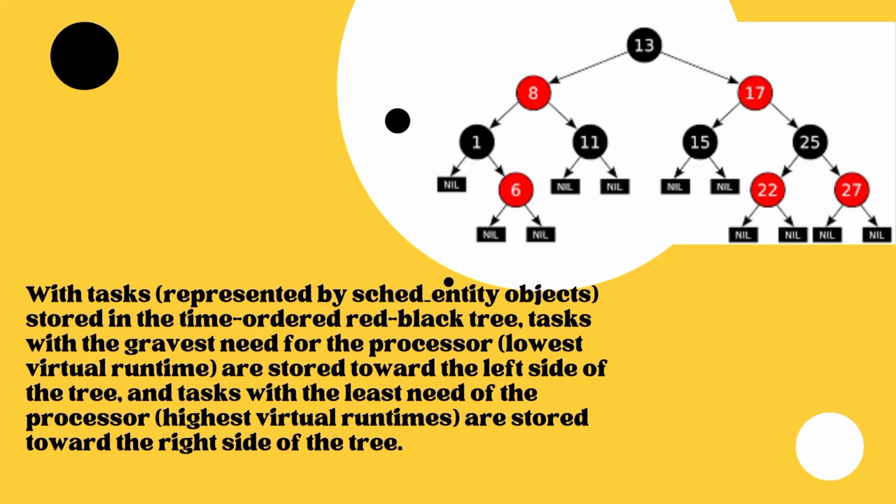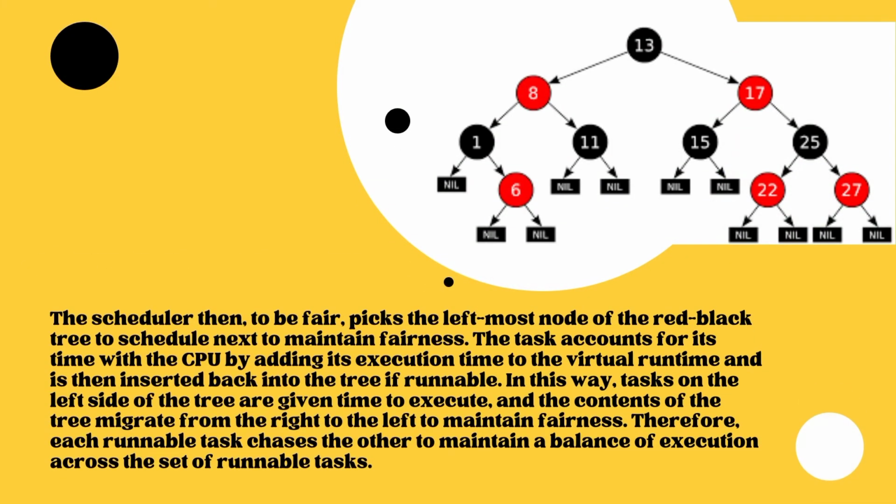With tasks represented by sched entity objects stored in the time-ordered red black tree, tasks with the greatest need for the processor, lowest virtual runtime, are stored toward the left side of the tree, and tasks with the least need of the processor, highest virtual runtimes, are stored toward the right side of the tree. The scheduler then, to be fair, picks the leftmost node of the red black tree to schedule next to maintain fairness. The task accounts for its time with the CPU by adding its execution time to the virtual runtime, and is then inserted back into the tree if runnable.